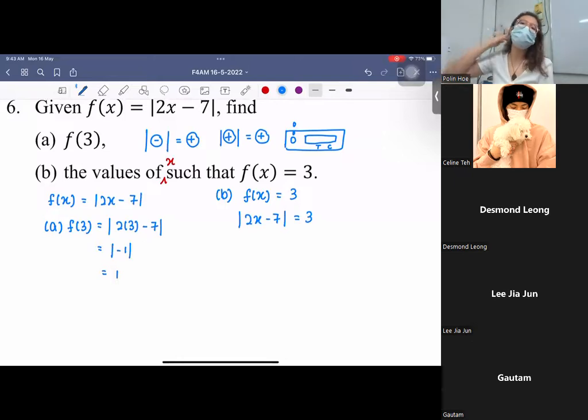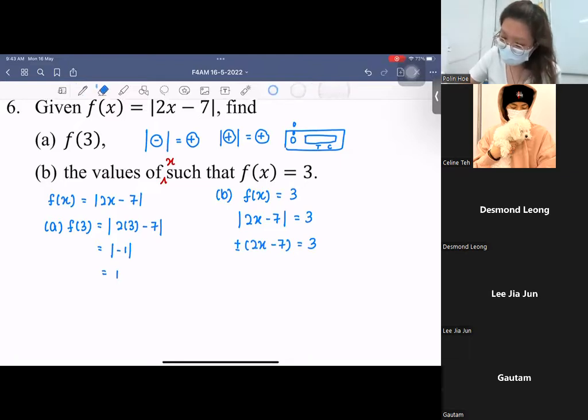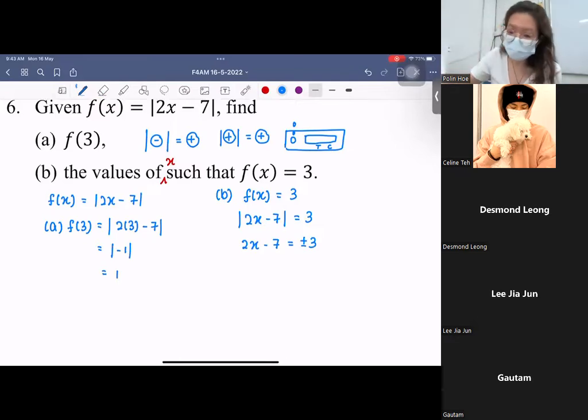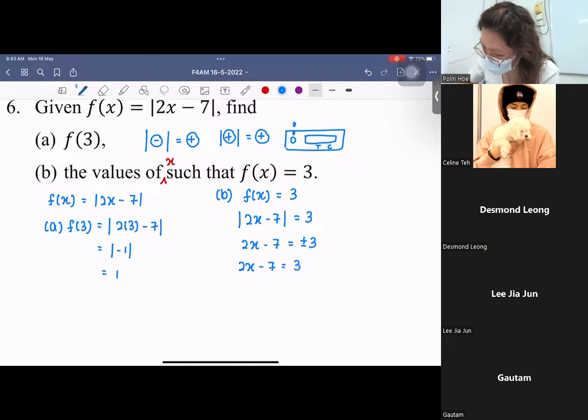I don't know how your teacher teaches you. Some teachers will say you write like this, plus minus (2x minus 7) equals 3. But for me, I will always ask my students to change the one on the right-hand side instead, which means I will ask them to write 2x minus 7 equals plus minus 3. Which means I can separate this out into two equations. The first one is 2x minus 7 equals 3, or 2x minus 7 equals -3.